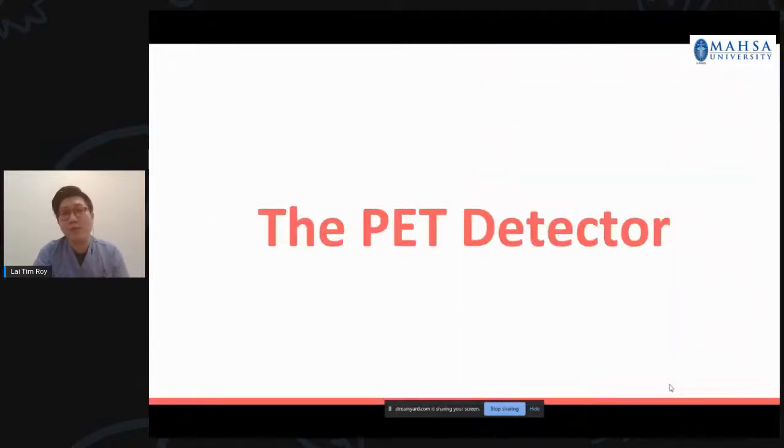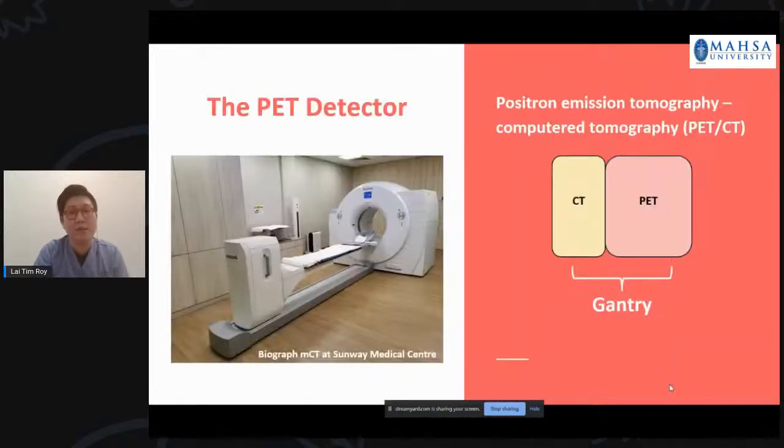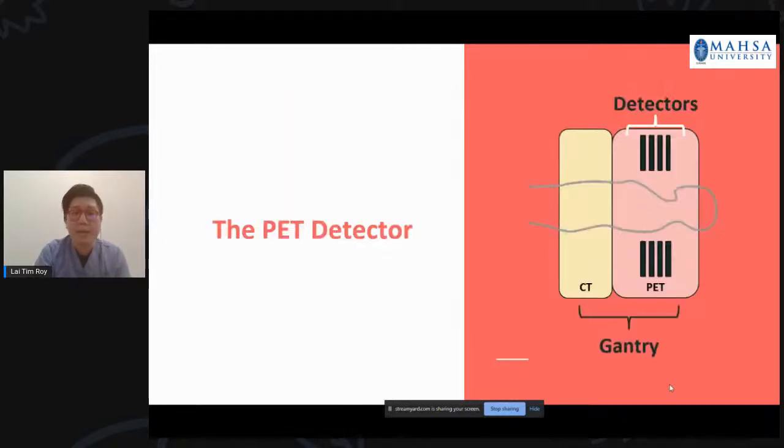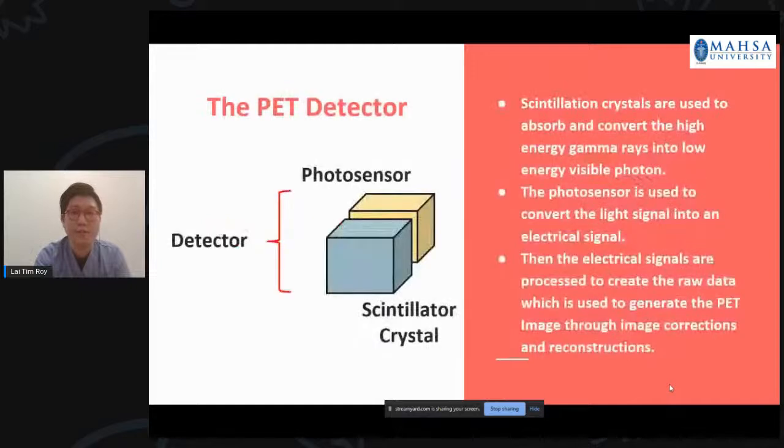Okay, now we focus on the machines. We will look into this PET detector here. All right, this is the PET CT machine in Sunway Medical Center. You look at the machine, it's very similar to a CT scan. But if you zoom in, inside the PET gantry, there are detectors. So the patient will scan a CT, then they will continue with the PET. That's where we will fuse the images, and we call it hybrid imaging. And we will look more into the detectors.